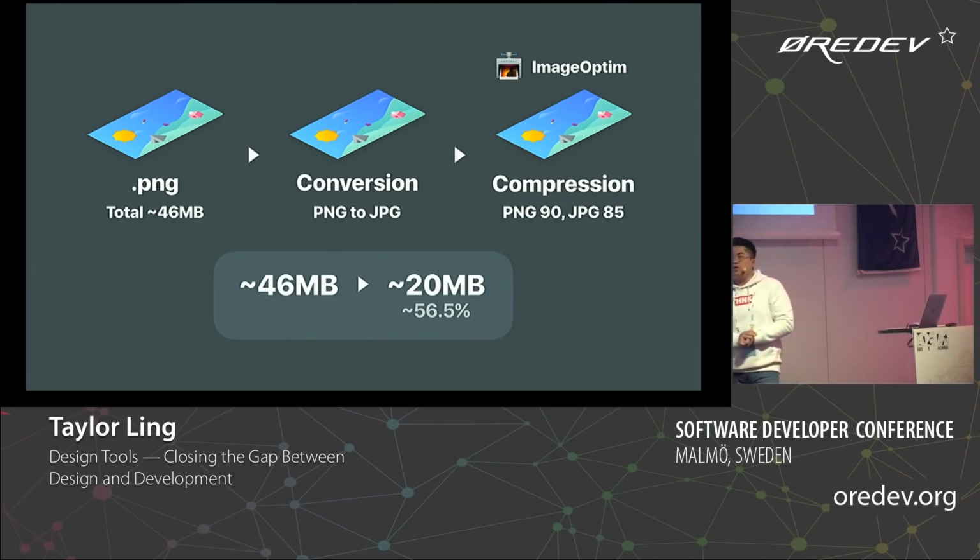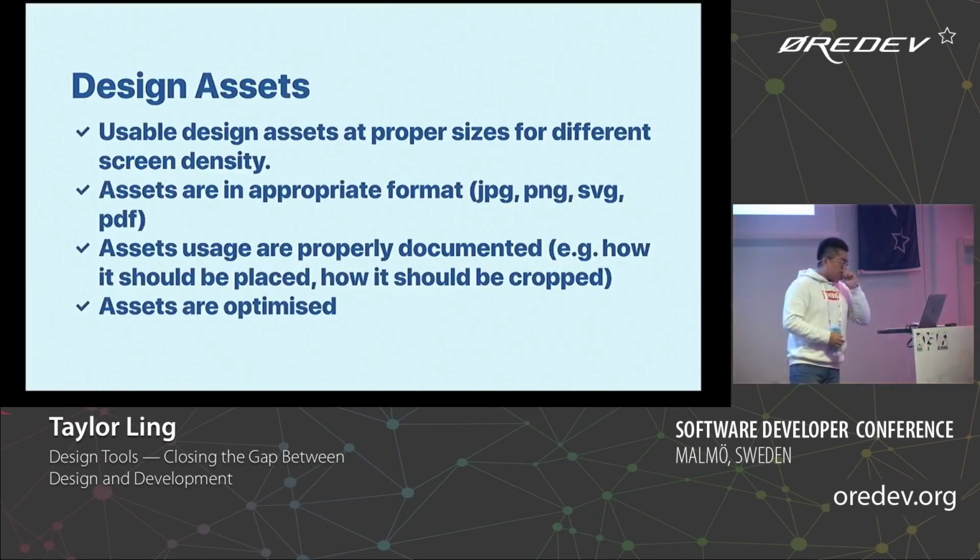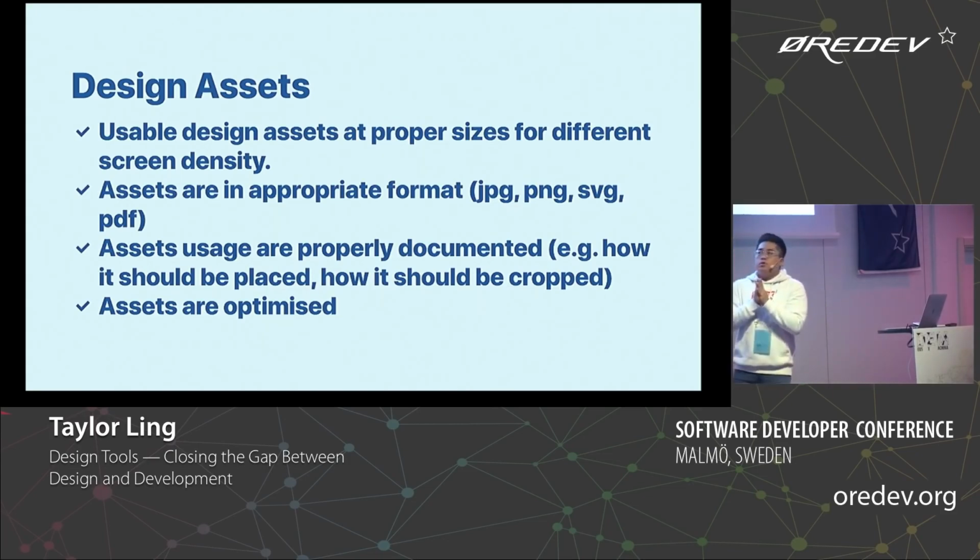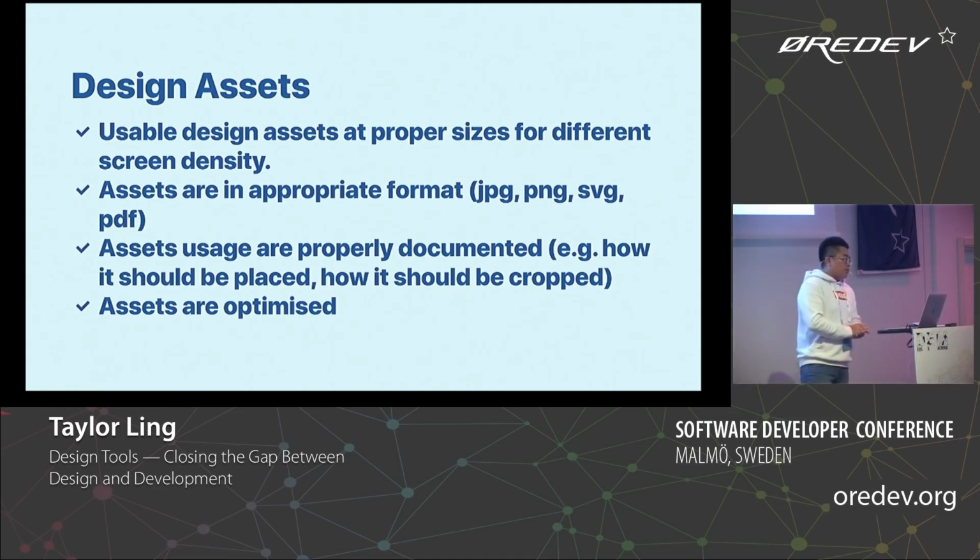Definitely, I think you can do the post optimization through Android Studio and stuff like that. But if the designer is able to do that before they hand off all the assets to you, then you don't have to do anything. So from the design assets point of view, what you can expect from the designer is, of course, usable design assets at the proper sizes for different screen densities. They definitely have to be aware of screen density knowledge. If they don't, definitely get them to read about screen density and how they should generate the proper asset sizes, because it should not be something that the developer does. Assets should be in an appropriate format, should be properly documented if there's some special way of using them, and optimized, of course, as I said.